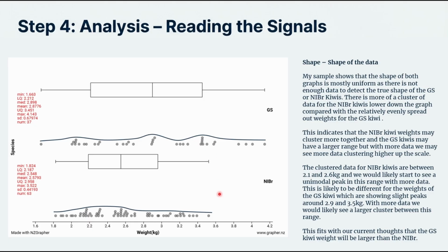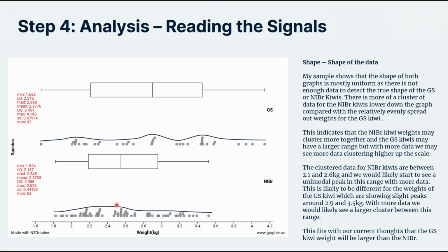We can then use the data and identify where those clusters are. So the North Island brown peak is clustered between 2.1 kilos and 2.6 kilos, and we would likely start to see a unimodal peak in this range if we had more data.